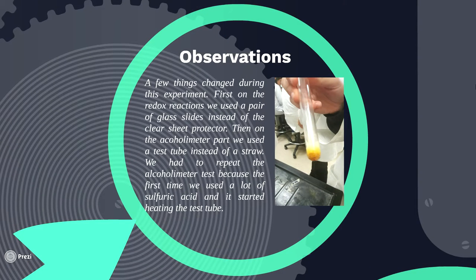Observations. A few things changed during this experiment. First, on the redox reactions, we used a pair of glass slides instead of the clear sheet protector. Then, on the alcoholimeter part, we used a test tube instead of a straw. We had to repeat the alcoholimeter test because the first time we used a lot of sulfuric acid and it started hitting the test tube.